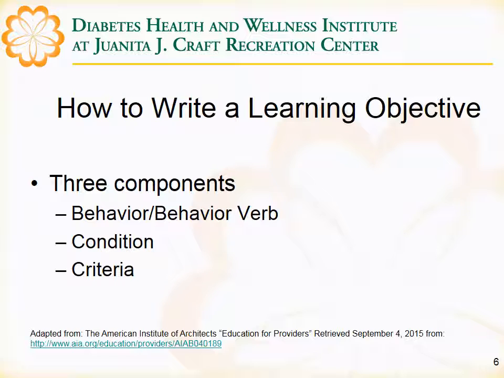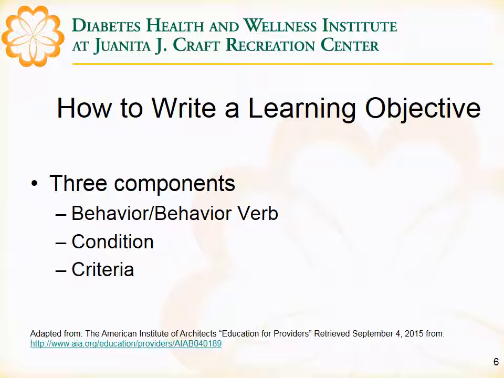Next, we have conditions. The conditions part of an objective specifies the circumstances, commands, materials, directions, etc. that the student is given to initiate the behavior. All behavior relevant to intended student learning outcomes can be best understood within a context of the conditions under which the behavior is to be performed or demonstrated.